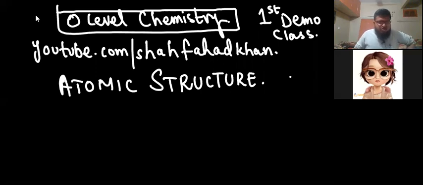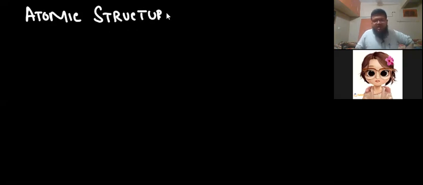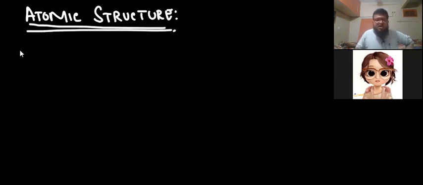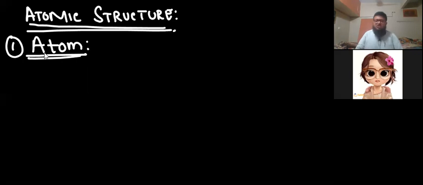All right, guys. So the chapter is atomic structure. Before we move on to the chapter itself, we first need to understand a few terms. What are those terms? The first term is atom. What is an atom? This is the very basic definition that we need to learn. In fact, this definition has been asked in the past papers as well, and sometimes the examiner does ask you to write it down.